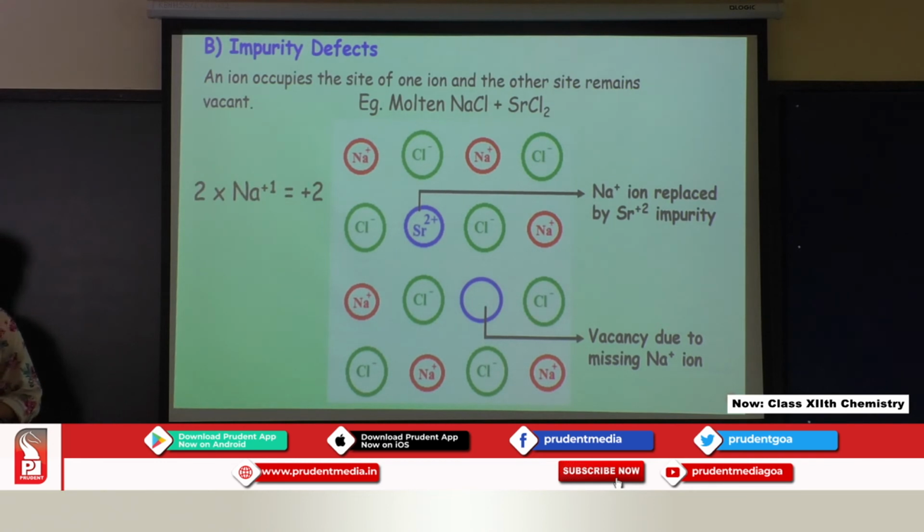Each sodium ion in the crystal has a charge of +1, and since there are two ions which are missing, the total charge missing from the crystal is +2. This missing charge, that is +2, is compensated for by having an impurity of the same charge, and this is why the impurity, that is strontium, has a charge of +2.